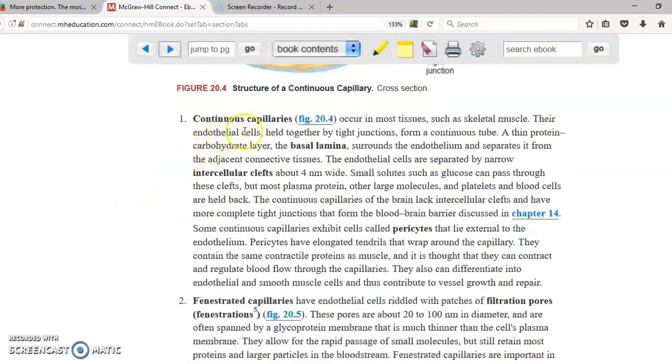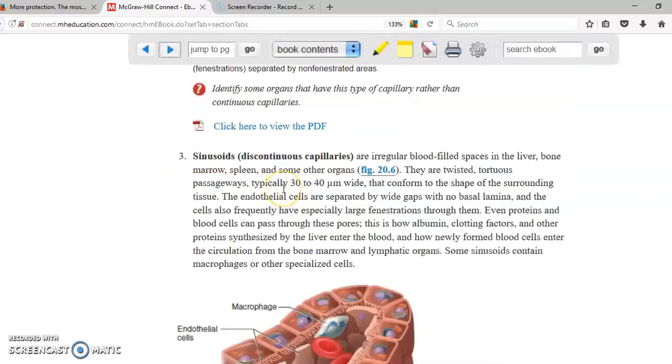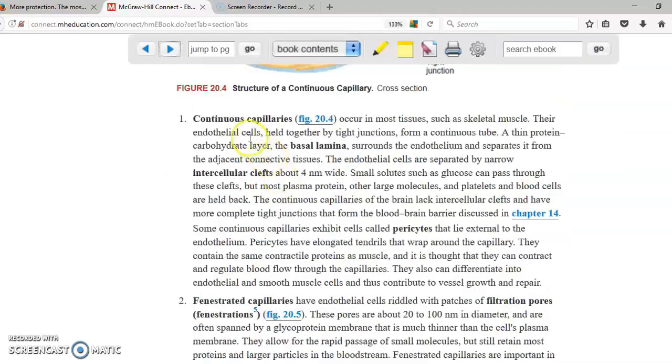So what type of capillaries do we have? We have continuous capillaries, fenestrated capillaries, and sinusoidal capillaries. If you look at continuous capillaries, usually continuous means without spaces. And these are the type of capillaries that you're going to find in most of your organs. You have it right here in the skeletal muscle, for example. You also have these capillaries in the brain, for example, forming the blood-brain barrier.